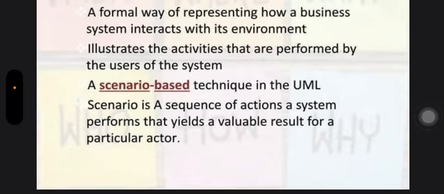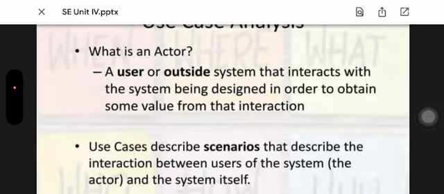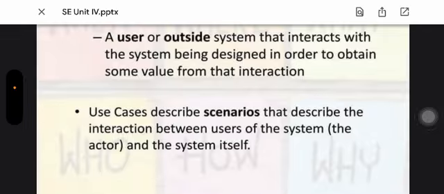Okay, actor over here is the user of the system. It could be admin, it could be a front-end user or anybody who is using your system for either of its requirement. Okay, so what is an actor? A user or outside system that interacts with the system being designed in order to obtain some value from that interaction. Okay, and use case describes scenarios that describe the interaction between user of the system and system itself.